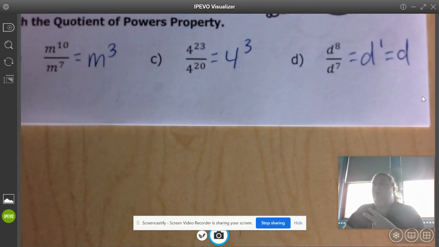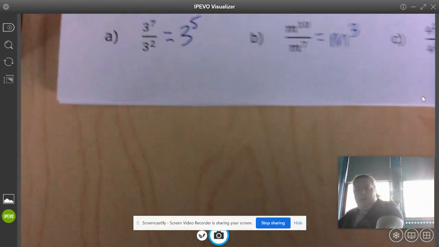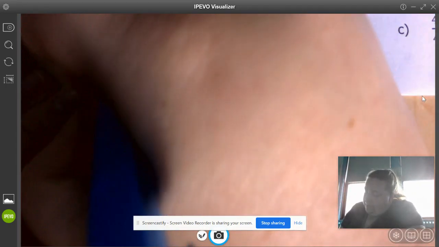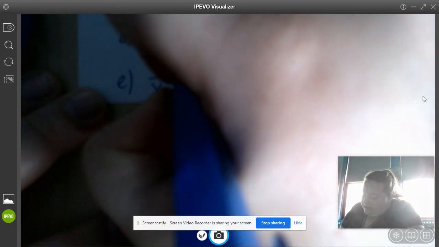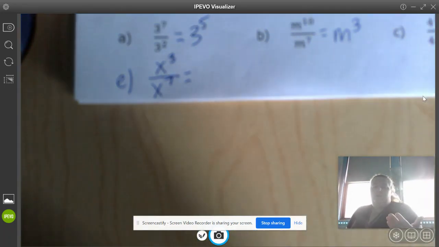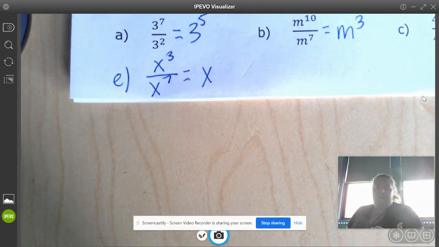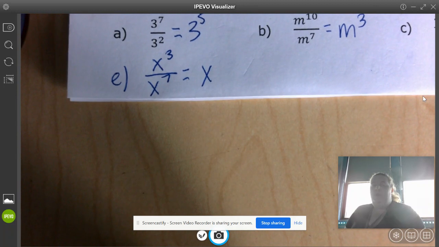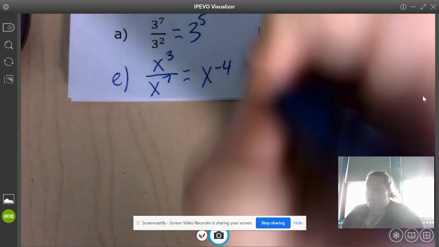I'd like to add three more examples to these notes quickly while we are working on them. So example E, I'm going to do x to the third over x to the seventh. Okay. So x over x is just x. That's our base. 3 minus 7. So you're going to notice that the exponent at the top is smaller than the bottom. So we're going to need to use our integer rules. We're still subtracting. That doesn't change. 3 minus 7 gives me negative 4.